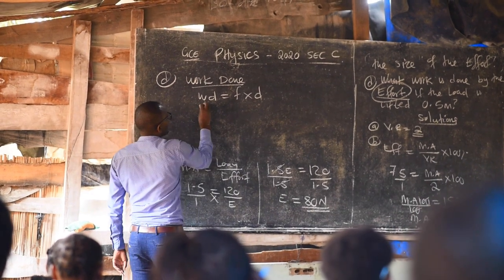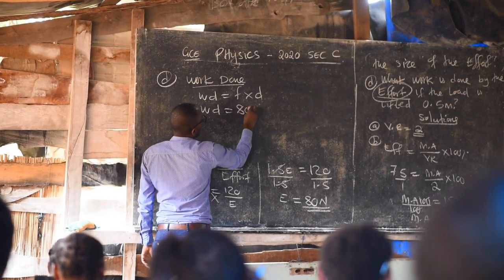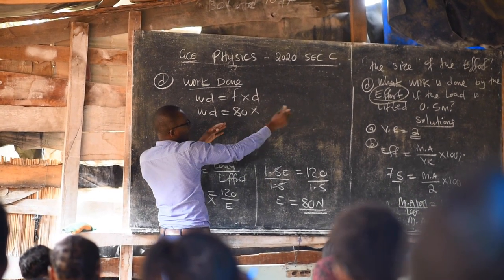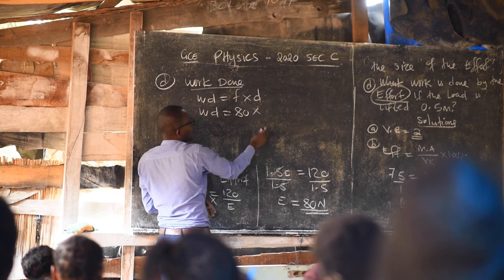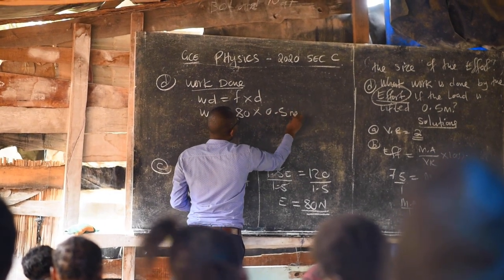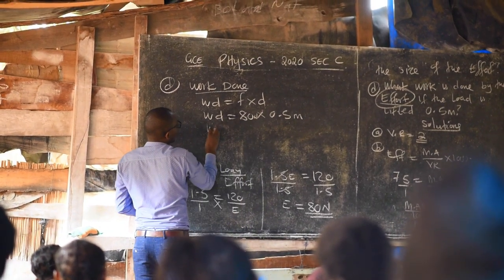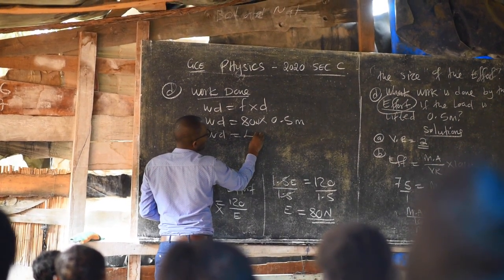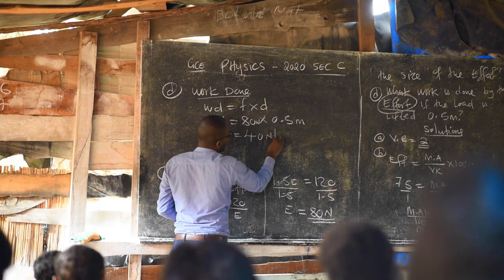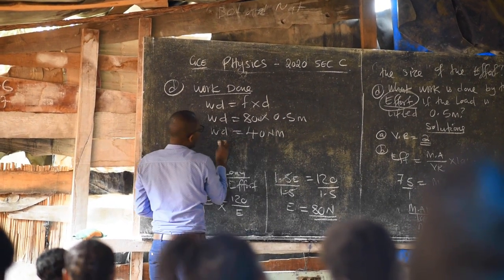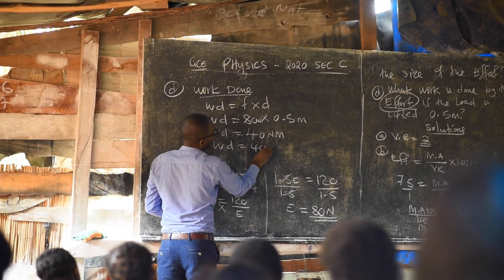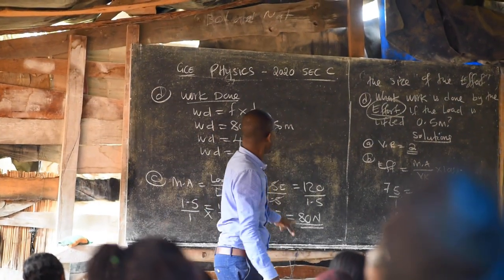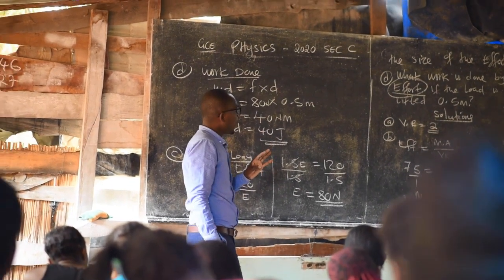So the force is 80. How much is the distance that was lifted by the load? The load is lifted 0.5 meters. Remember, this is in newtons. So when you multiply, work done is 0.5 times 80, which is 40 newton meters. What is a newton meter? A newton meter makes a joule. Are we together? Yes. So that is how you calculate.